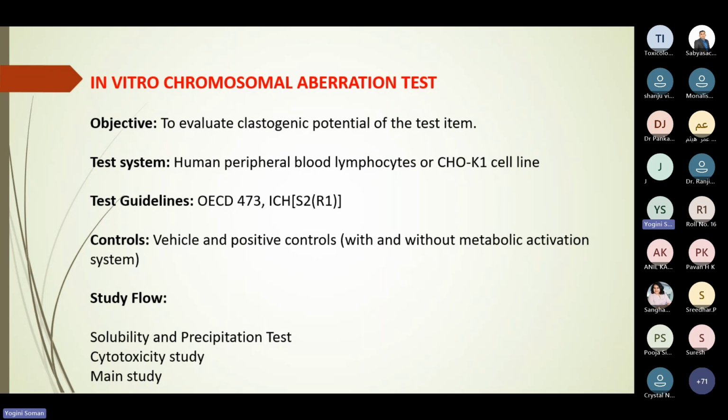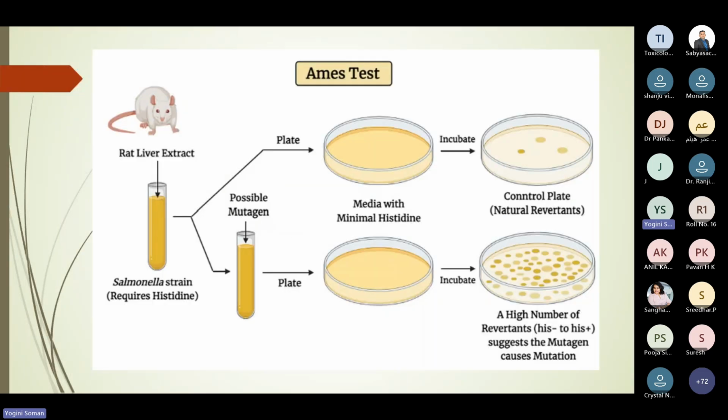I have already covered the in vitro chromosomal aberration test. Its objective is to evaluate the clastogenic potential of the test item, and the guideline is OECD 473.